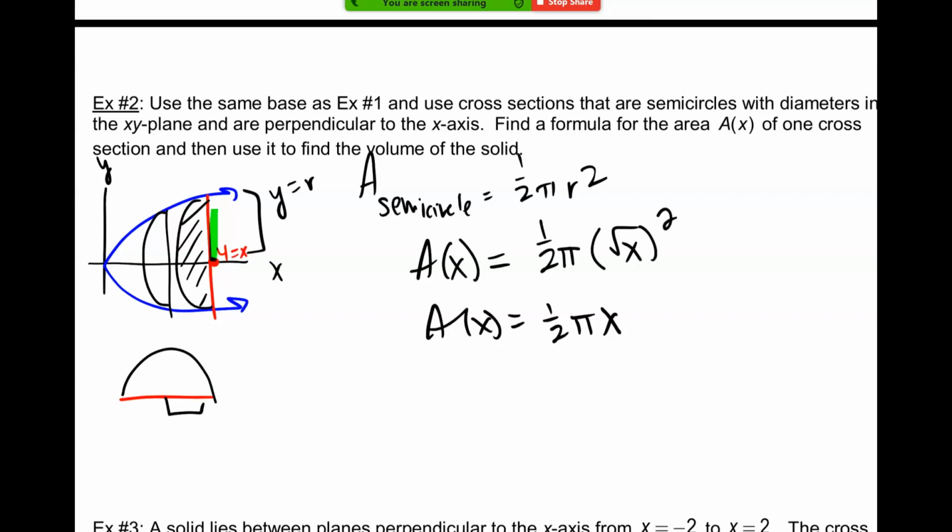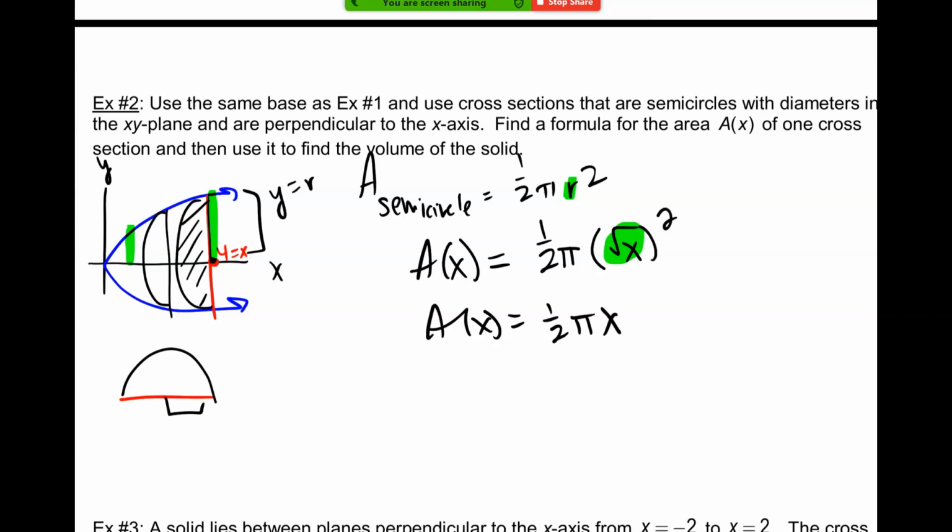So the radius is just going to be whatever our y value is. It's whatever the height is, which is our y value. Right? The radius of this semicircle is going to be whatever the y value is. So I just plugged in the y value, which is root x. So root x squared is just going to be x.